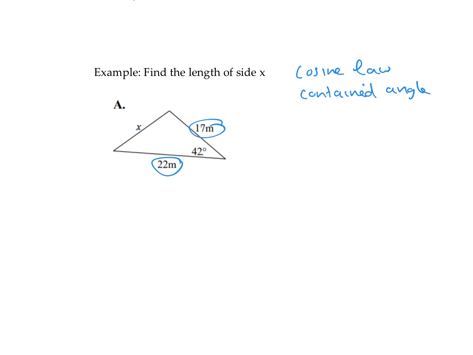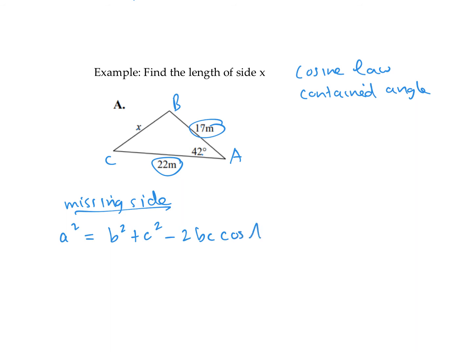So for cosine law, I'm going to call this A, B, C. Cosine law has a formula for a missing side, and it's always the same pattern. This is on your formula sheet, but if I want a side, I take the side I want, which is A in this case, it's the square of the other 2 sides minus 2 times the other 2 sides, and then cosine of the angle that I'm given.